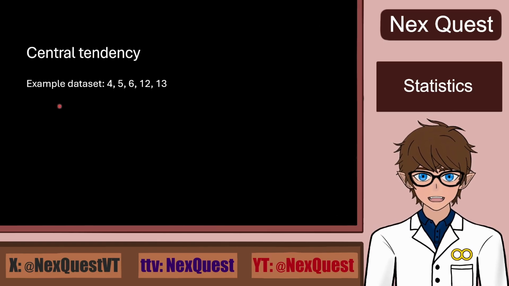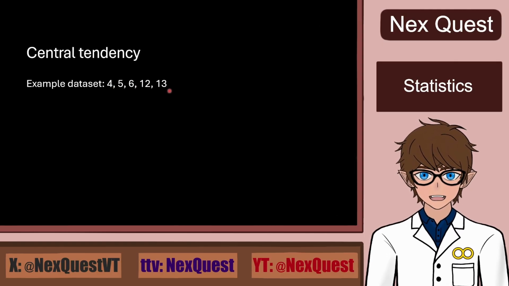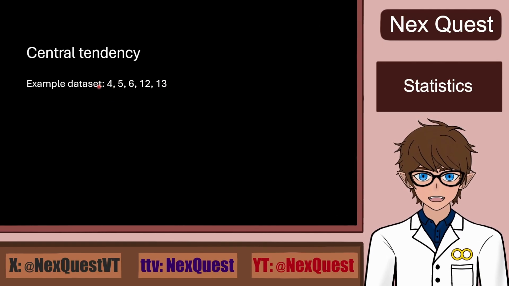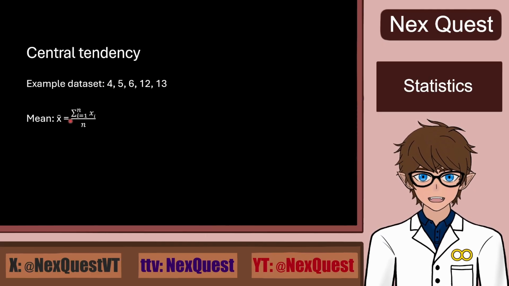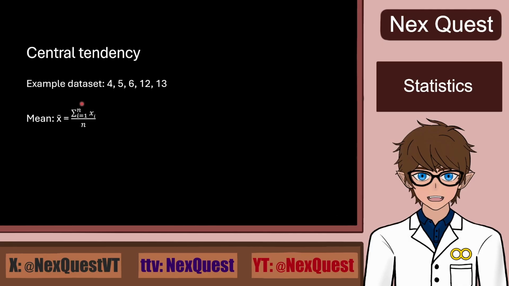Let's say we have a group of kids with different ages. They are 4, 5, 6, 12, and 13. So we order the list from the lowest to the highest value. And then our mean, or the average, is obtained when you add all the values together.